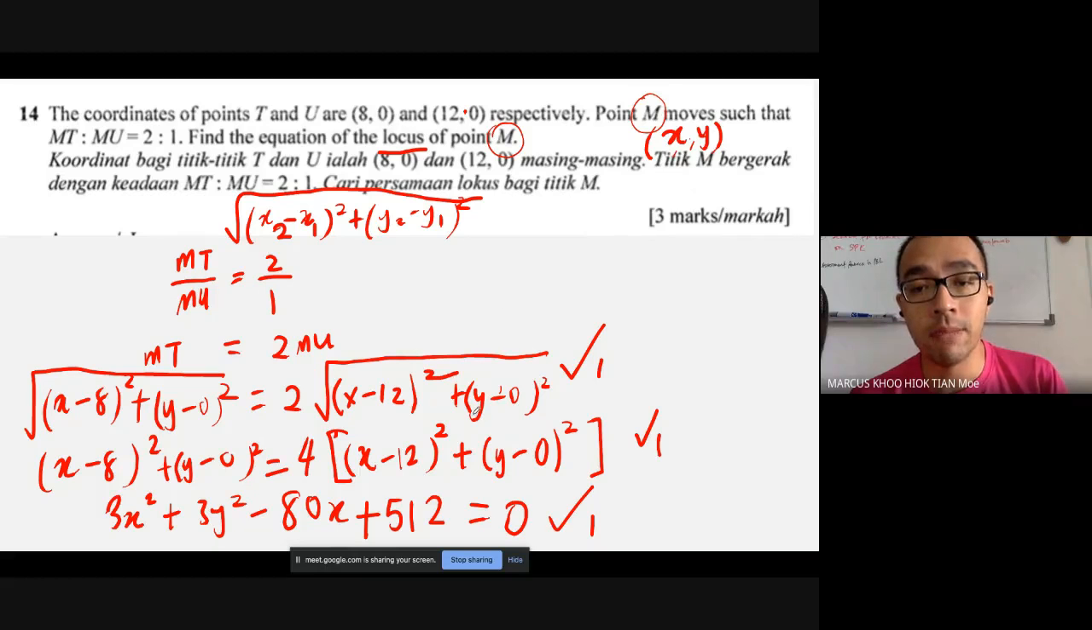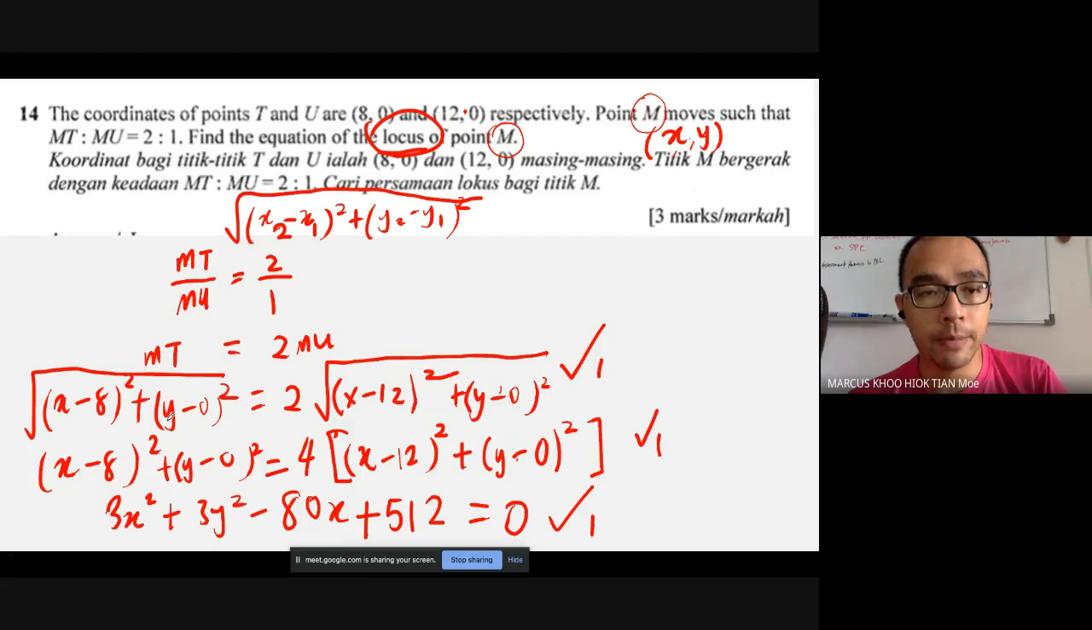So you must make sure that even if you don't get the final answer, try to get the first 2 marks, because it is easy to get. You just need to know which formula you want to use. Now I should mention that locus is a very popular question. It's commonly asked in paper 1 and also paper 2, but more common in paper 1.